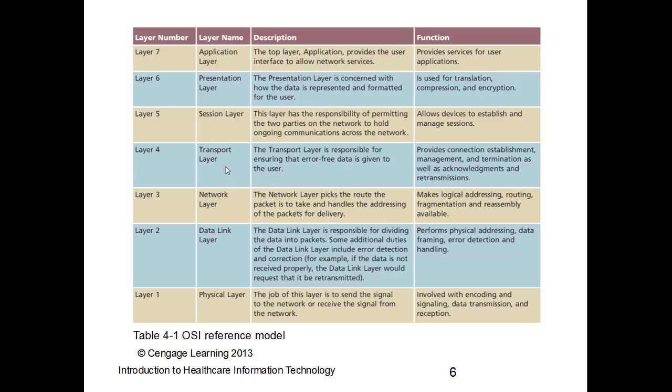Layer 4, transport layer, responsible for ensuring that the data is error-free and given to the user. Layer 5, the session layer. This layer is responsible for allowing the devices to establish a connection between one another. Layer 6, the presentation layer, is concerned with how the data is represented and formatted for the user. So compression, encryption, translation. And layer number 7, the application layer. This allows the user to have access to network services.